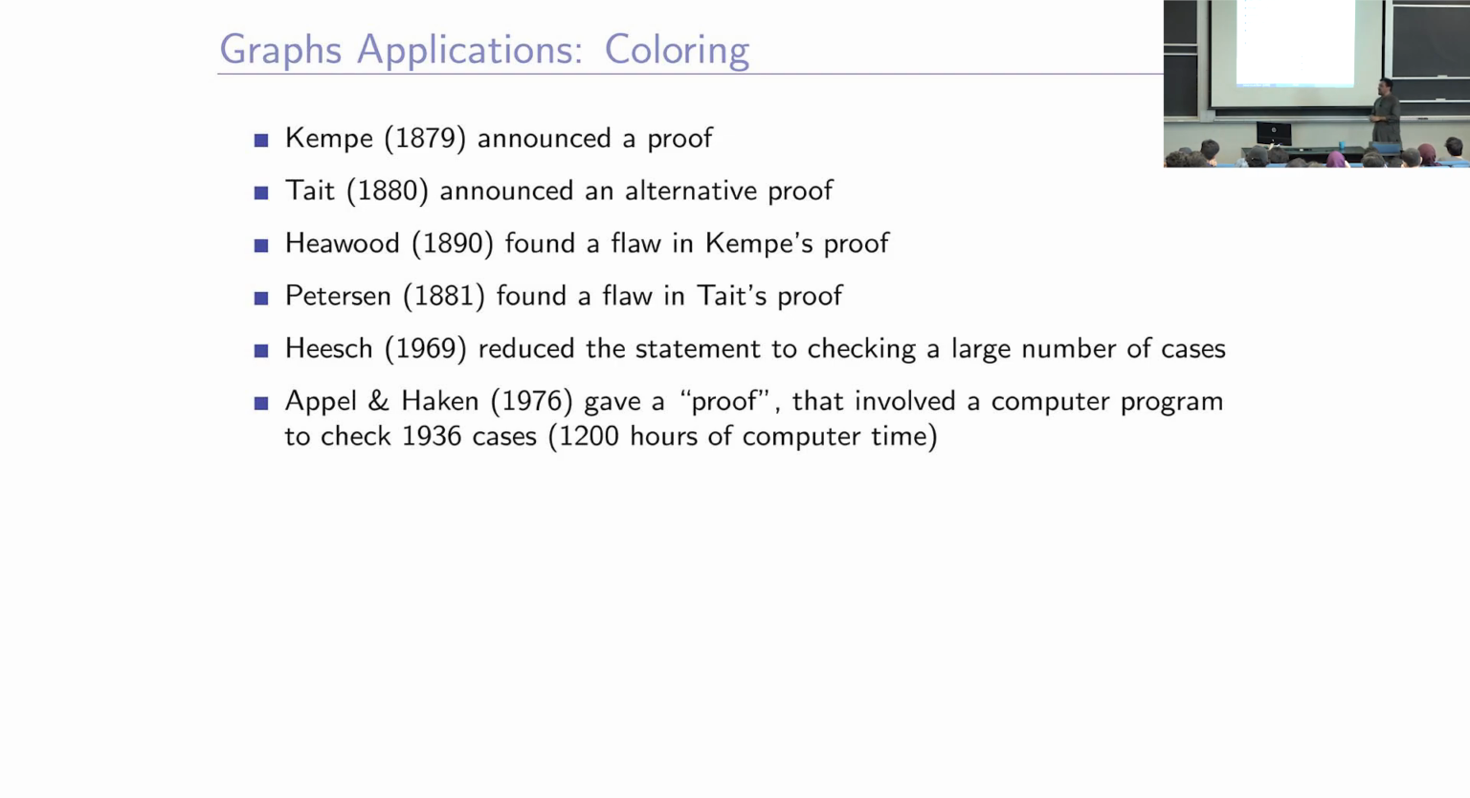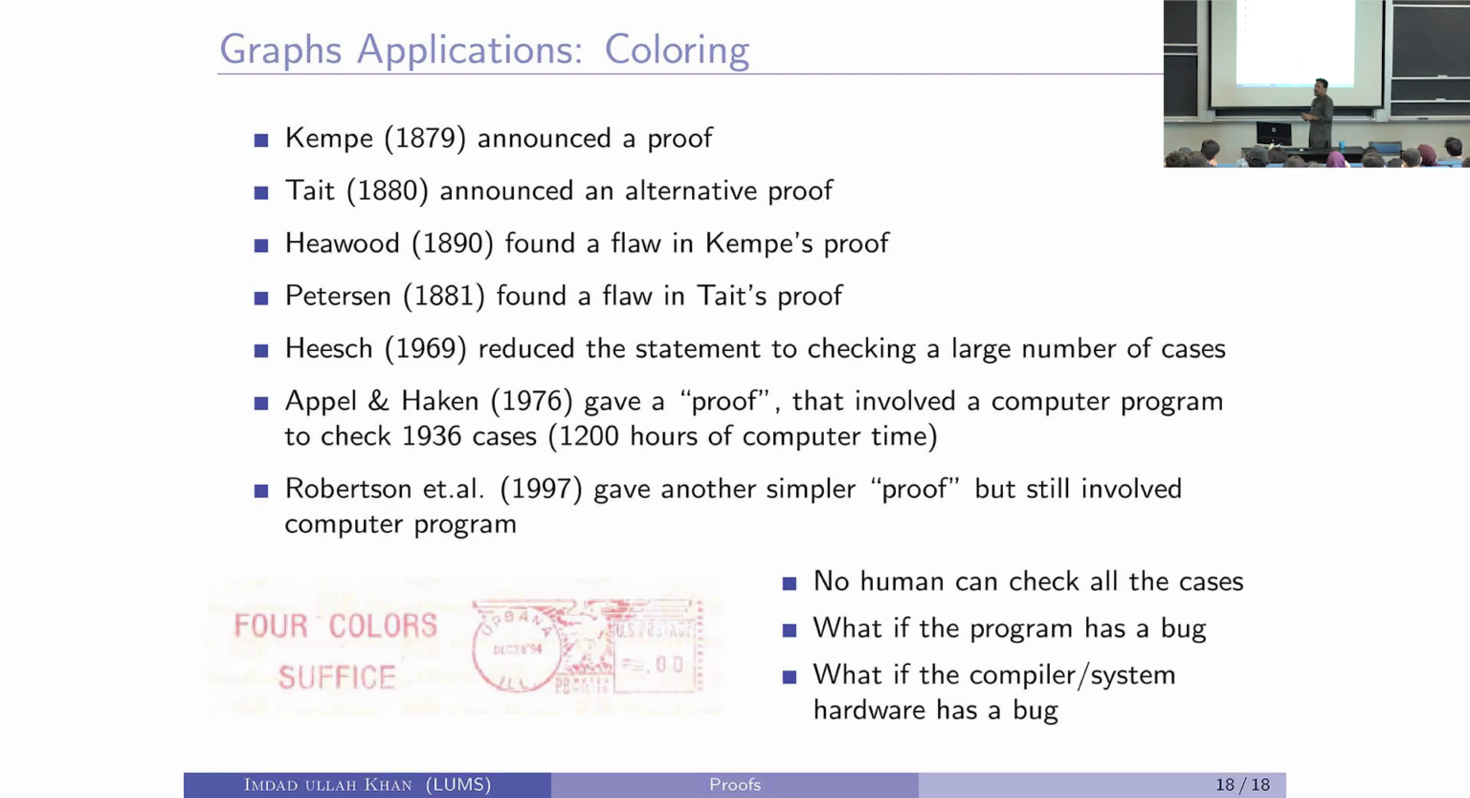In 1997, Robertson and colleagues gave a similar proof, with a slightly simpler computer program, but still a computer-aided proof. This is UIUC. If you go to UIUC, some of you should go there. The computer science department has written in big letters, 'Four colors suffice,' and this is the Four Colors Suffice stamp they issued in honor of Appel and Haken.